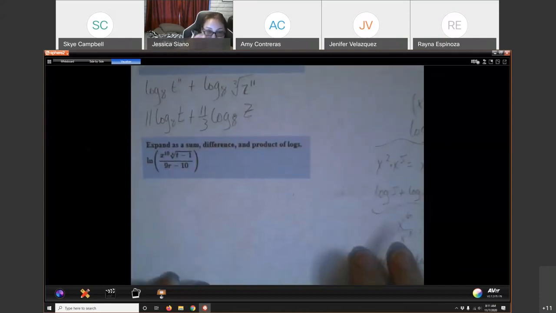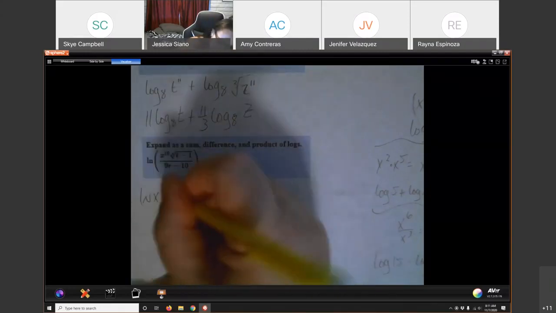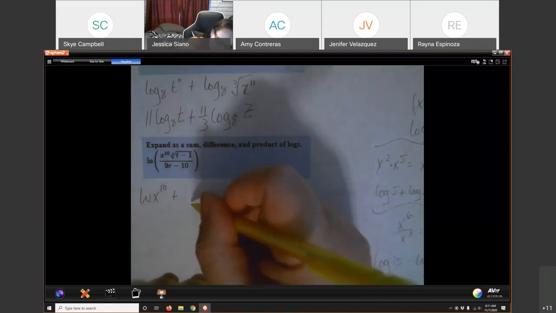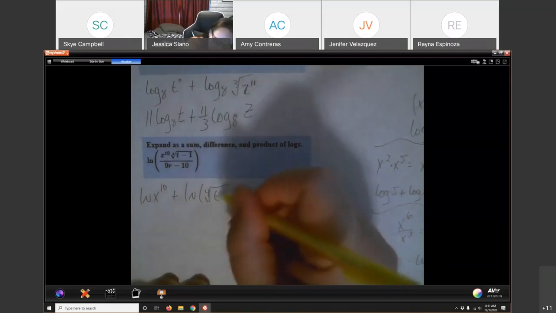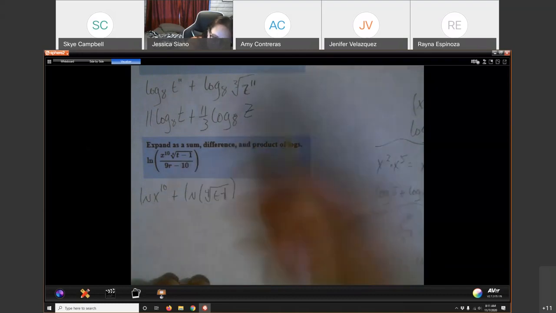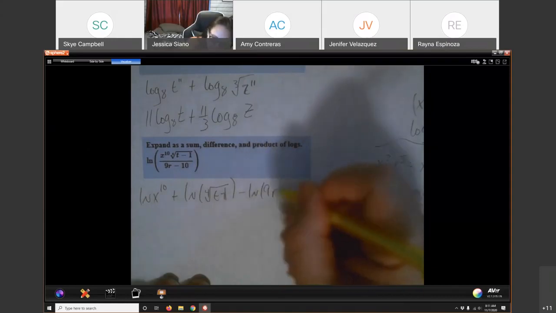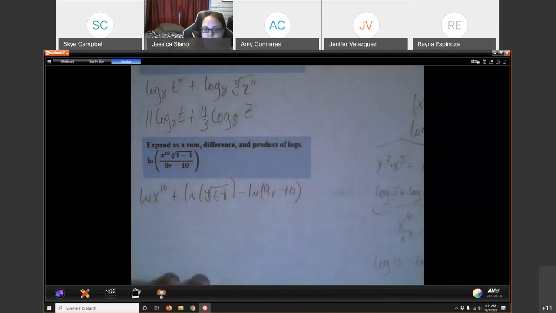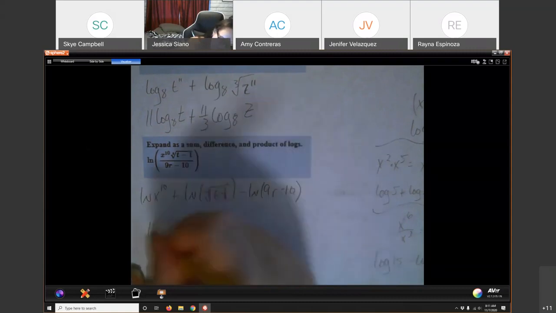So then let's take a look at the next one. This would be the ln of x to the 10 plus the ln of the fourth root of t minus 1. And then since this is in the denominator, it would be minus the ln of 9r minus 10. And then the last thing we need to do is the same thing we did here. So the 10 would come out.